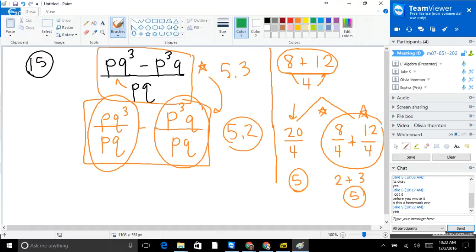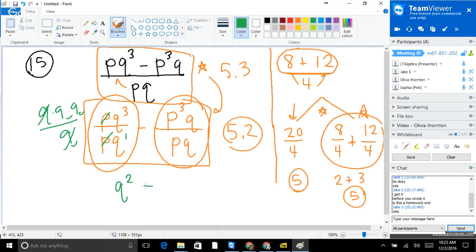If I have PQ cubed over PQ, the P's cancel each other out, right? And then this is Q to the third over Q to the first. So that's just going to leave me with Q squared, right? Because on the top, it's Q times Q times Q, and the bottom, it's Q. I cross out one, and I'm left with Q squared.